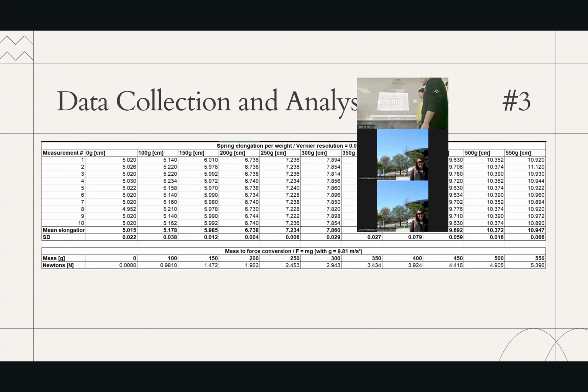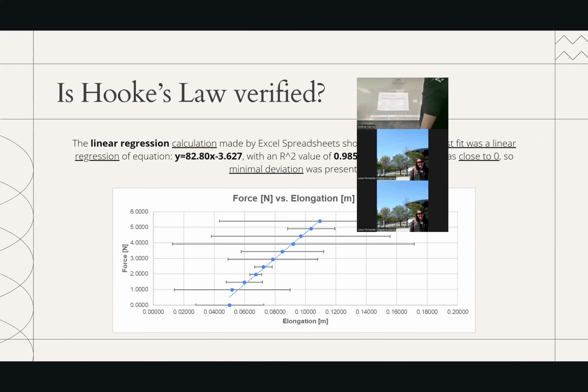For the data collection, here's our table from Excel. Here are the elongations for each of the weights we tested. We have a mean elongation and the standard deviation, which corresponds to our uncertainty per weight. Then on our second table, we have the conversion from mass to force, so we can start calculating the spring constant. Then our second part is where we plot the force versus elongation data.